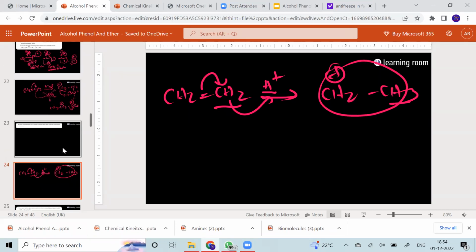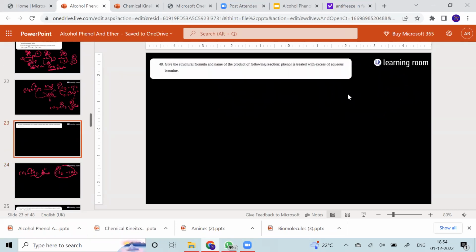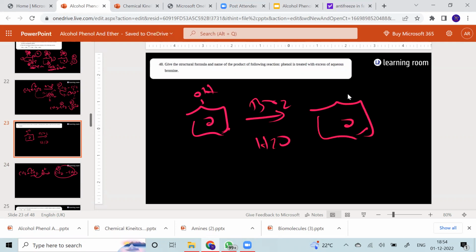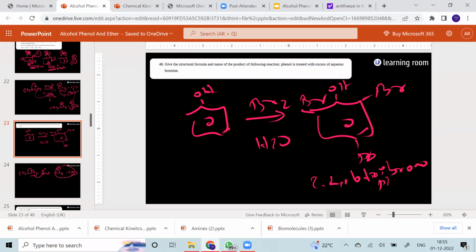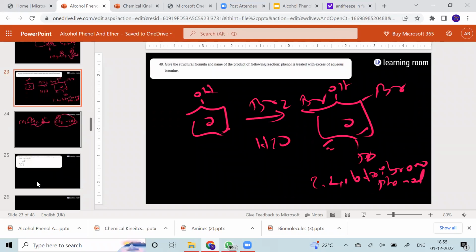Fine. Next. What was that question? Give the structural formula or name of the product of the following reaction. Phenol is treated with the excess of aqueous bromine. Right? Now we know aqueous bromine. What is going to happen? OH, bromine water is going to form what? 2, 4, 6 tribromophenol. That's the name, right? It will be 2, 4, 6 tribromophenol, and that is the structure of the compound. Right.